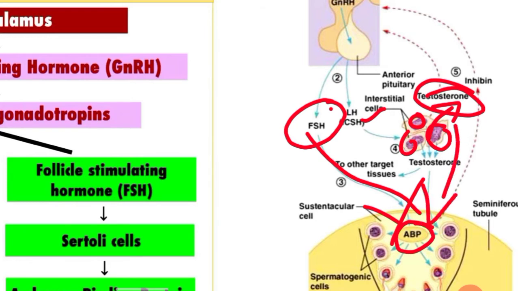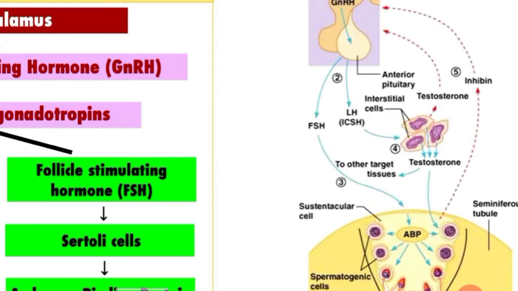Right? Got it? After the completion of the spermatid transformation into sperm, the Sertoli cells produce inhibin. The inhibin stops the activity of the hypothalamus by suppressing the secretion of gonadotrophic releasing hormone.